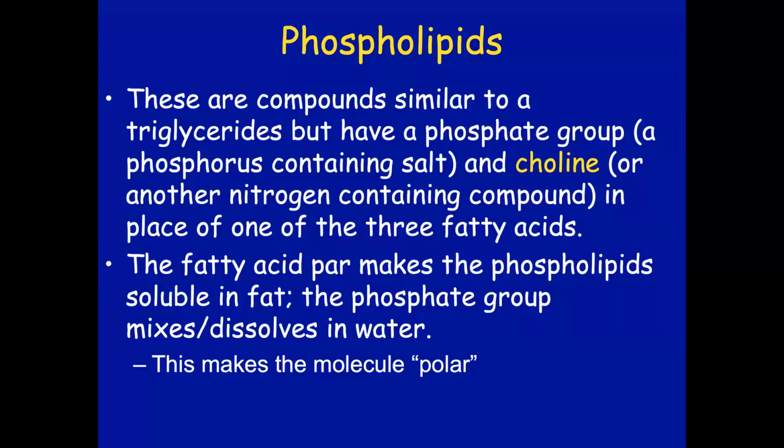Phospholipids are one of the major categories of lipids. They have a vaguely similar structure to triglycerides because they have those fatty acid chains hanging off them, but they have a phosphate group as a head and generally a choline group in place of one of the three fatty acids.